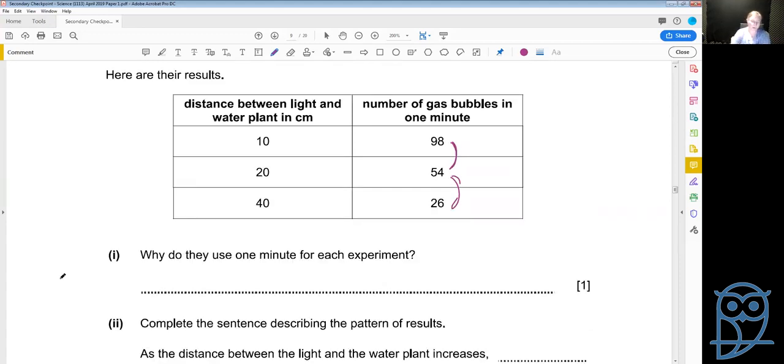So why do they use 1 minute for each experiment? And this would be so that the experiments are fair.